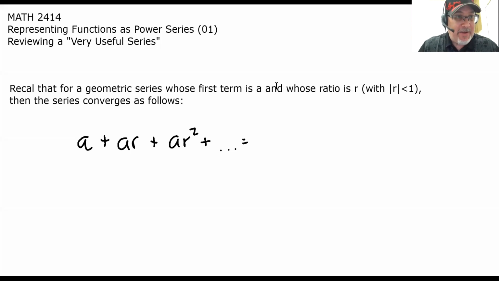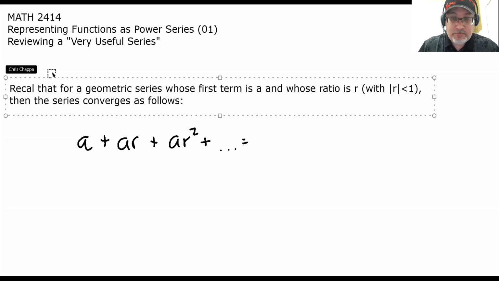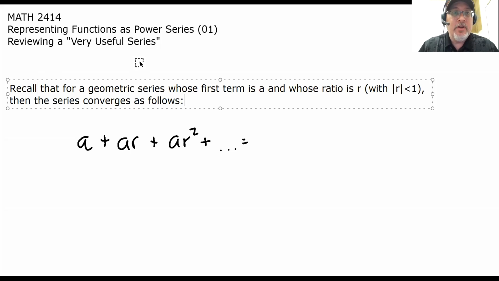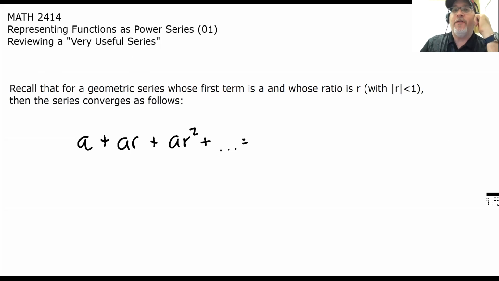And let's correct the typo. There we go. We call it a geometric series whose first term is A. Let's underline that or circle it because it's kind of just sitting there. And whose ratio is R. We did require the absolute value of R to be less than 1 to get convergence. Actually, we didn't require it. That was just a characteristic of being a geometric series.